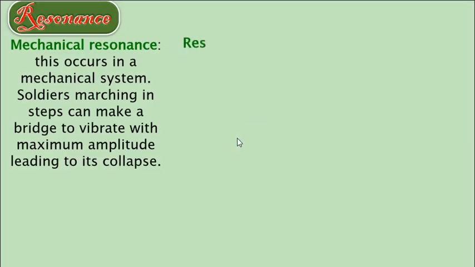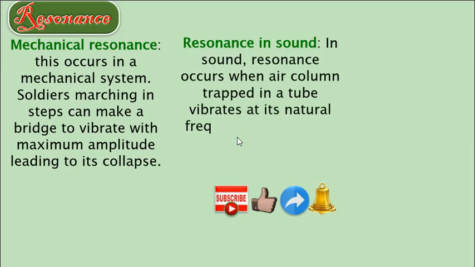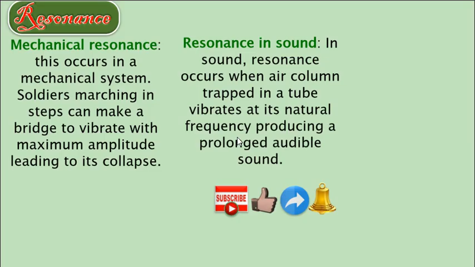Then the next one we also have is resonance in sound. For example, we talk about the tuning fork. In sound, resonance occurs when the air column trapped in a tube vibrates at its natural frequency, producing prolonged audible sound. The example is the case of what? A tuning fork, a vibrating tuning fork placed over an air column, so that the air is now forced to vibrate at its natural frequency, giving us a large sound because the amplitude is at maximum. So therefore, that gives us sound resonance.